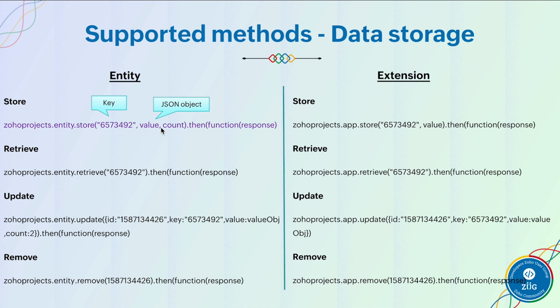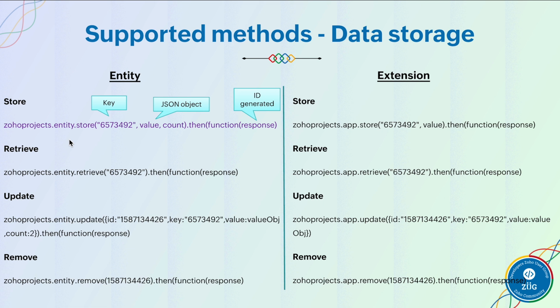So the data needs to be constructed in a key value format. Once you construct the data in this format and invoke the entity.store method, an ID will be generated as part of the response for this invocation. We'll later see where this ID will be helpful when we are invoking the other data storage operations. Additionally, there's also another optional parameter called count. Key and value are mandatory parameters that need to be constructed in order to invoke entity.store. However, count is an optional parameter.